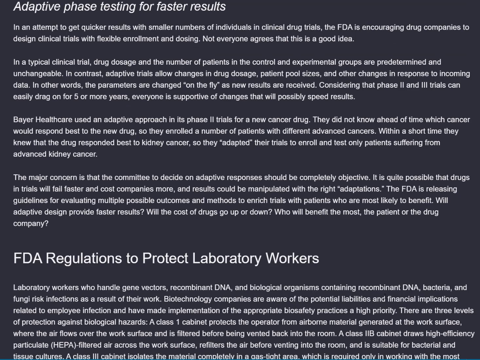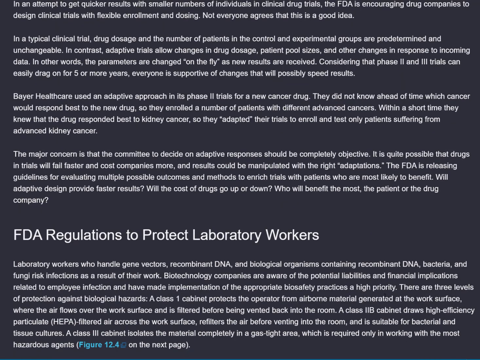Adaptive phase testing for faster results. In an attempt to get quicker results with smaller numbers of individuals in clinical drug trials, the FDA is encouraging drug companies to design clinical trials with flexible enrollment and dosing. Not everyone agrees that this is a good idea.